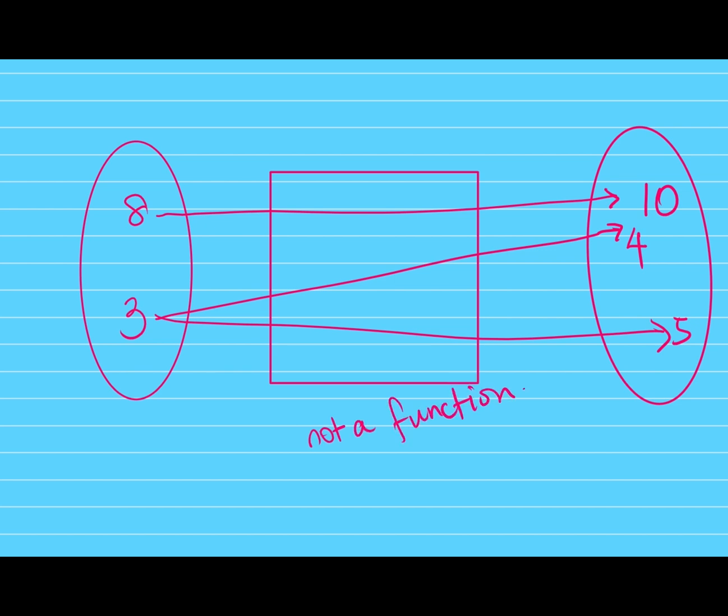Let's take an example that will show us some things that are not a function. You remember that we could call it a relation, because we could say 8 gives 10, we could say 3 gives 4, and we could also say that 3 gives 5. So if we put this in a set, this is a relation, but not a function. A relation, not a function.